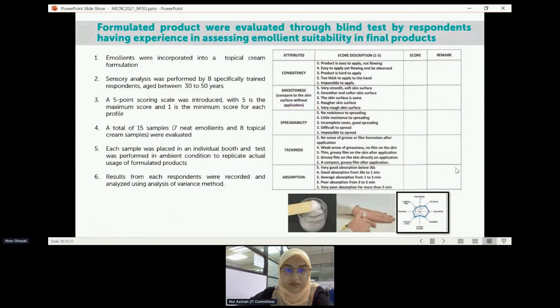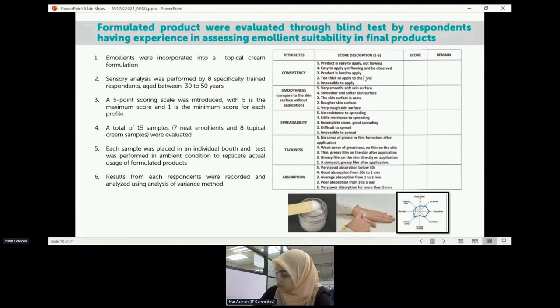For the sensory evaluation, the formulated products were evaluated through a blind test by respondents that we have trained and who have experience in assessing emollient suitability in final products. For this test, the emollient were incorporated into a topical cream based on the formulation listed in the previous slide. The sensory evaluation was performed by 8 specifically trained respondents aged between 30 and 50 years. A 5-point scoring scale was introduced, with 5 the maximum score and 1 the minimum score for each profile.